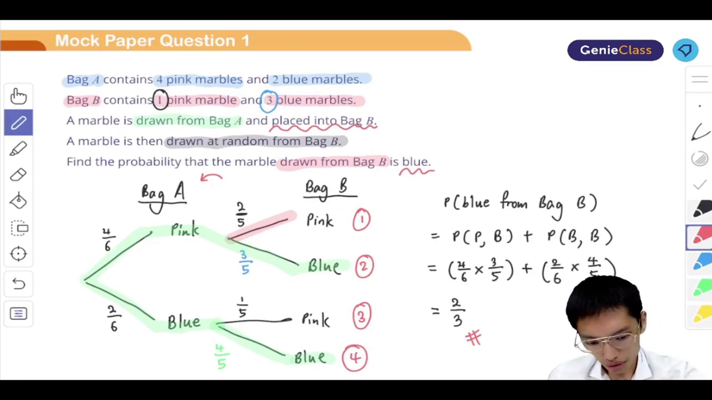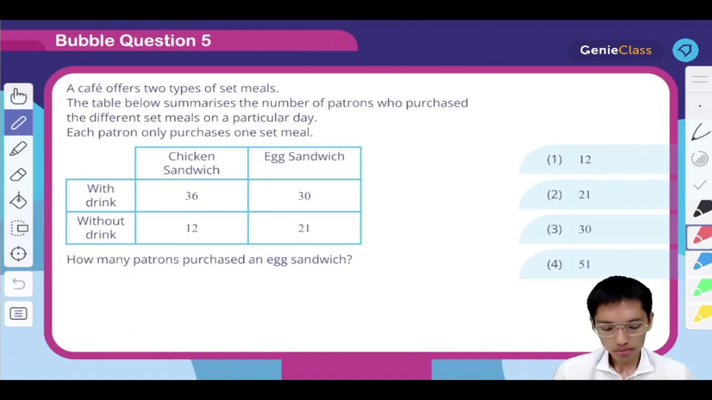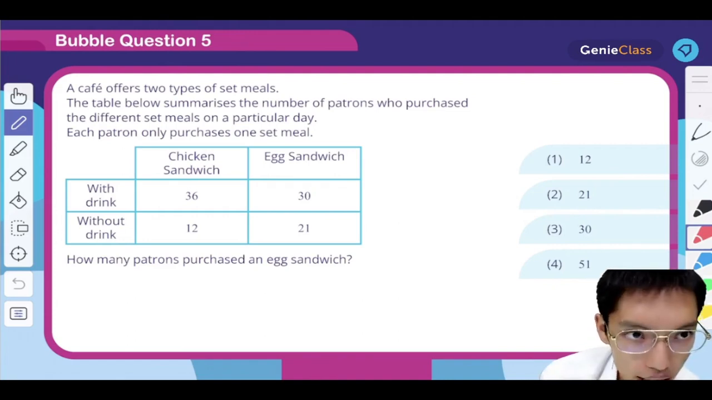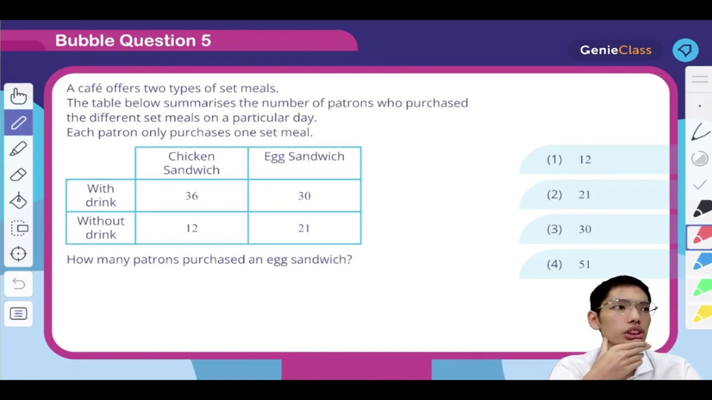Right now, let's move on to the next question. But before that, bubble question 5. This is another kind of probability question that they can ask you, where tree diagrams will help you a lot. But first, let's answer this. How many patrons ordered an egg sandwich? Launching the bubble launcher in 3, 2, 1, 30 seconds. Let's go. So, egg sandwich. I want the egg sandwich, guys. Egg sandwich.